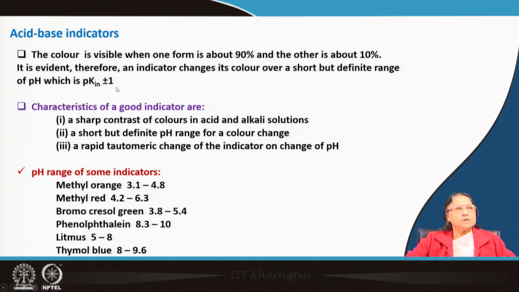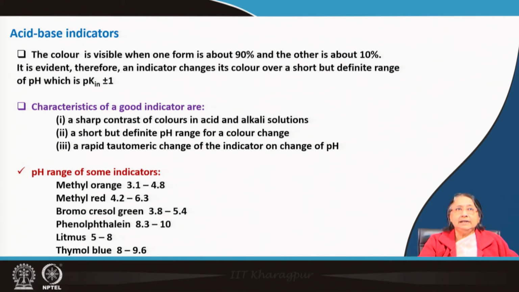Okay. That means the choice of indicator, for any type of titration, is very important. There are so many different kinds of indicator, and you are the person to choose the indicator for a particular titration. There are so many indicators: methyl orange, methyl red, bromocresol green, phenolphthalein, litmus, thymol. These are very common. Other than this, there are many other indicators.